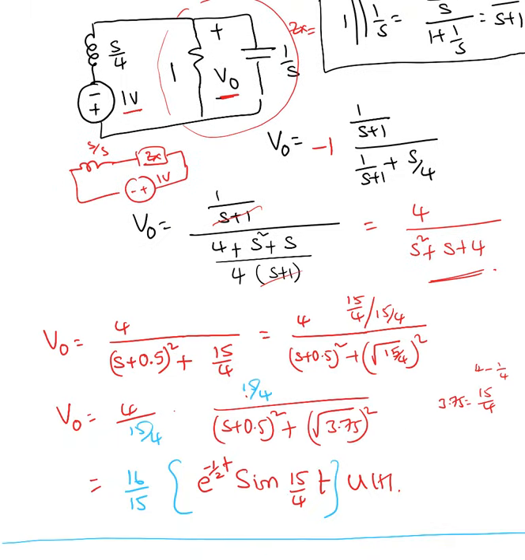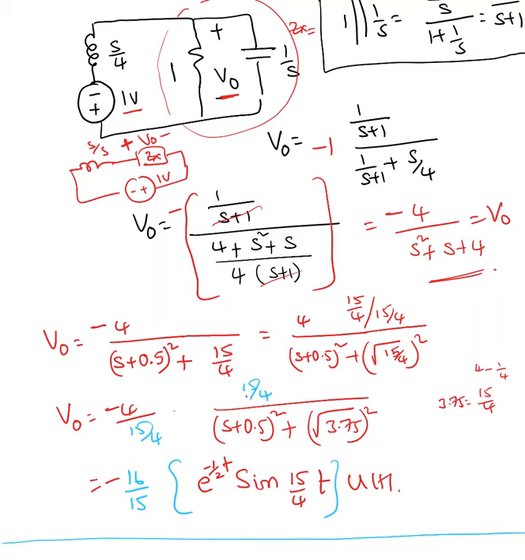So Vx or V0 right here equals the total voltage, which is -1, because I have plus here and minus there, so this must be -1 times 1 over S over, 1 over S plus 1, plus S over 4. So basically I did the voltage division rule here. Don't forget I have -1 here, so everything is negative. I ended up with V0 equal to -4 over S squared plus S plus 4.